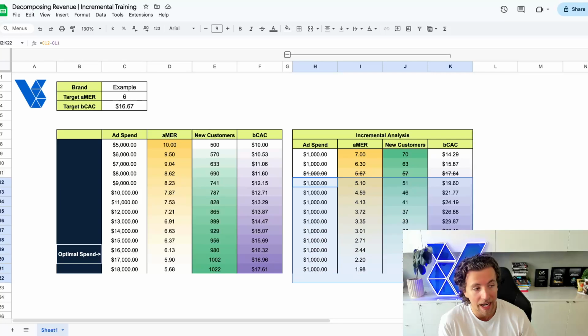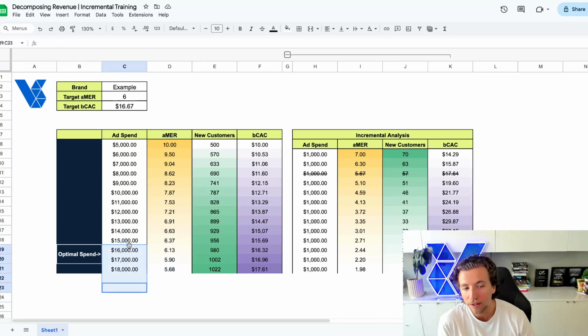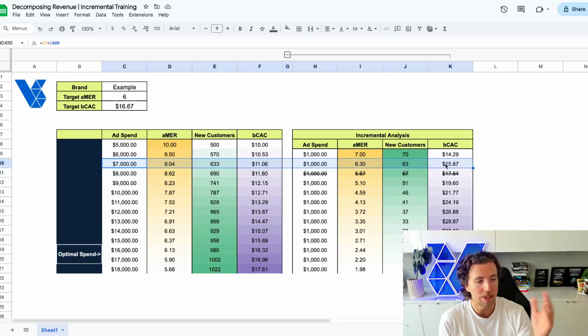and we wouldn't want to spend at this level, and we wouldn't want to spend any lower than this. And so if your target for every single customer was to acquire them at a 6 acquisition MER or acquire them for $16.67, we would want to be spending $7,000. And so you can suddenly see that by looking at a blended figure, you overspend by $10,000 per month. That's 2.5x what you actually should be spending when you decompose it into its increments.